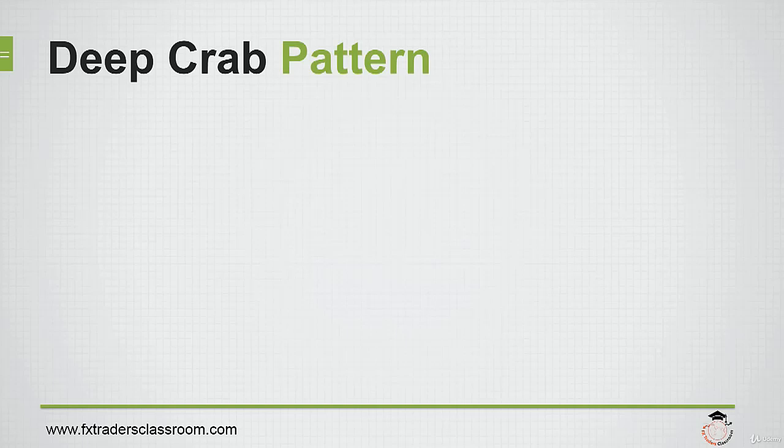The deep crab pattern evolved from a broken bat pattern as well as an evolution of a different crab pattern. Similar to the crab pattern, it utilizes exclusively a 1.618 XA projection for the defining level in the PRZ. The main difference will come at the B point, so let's walk through this.